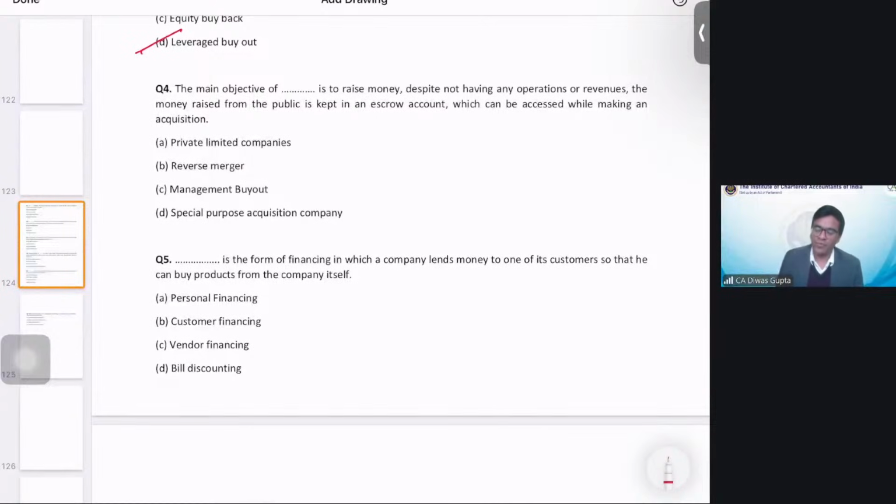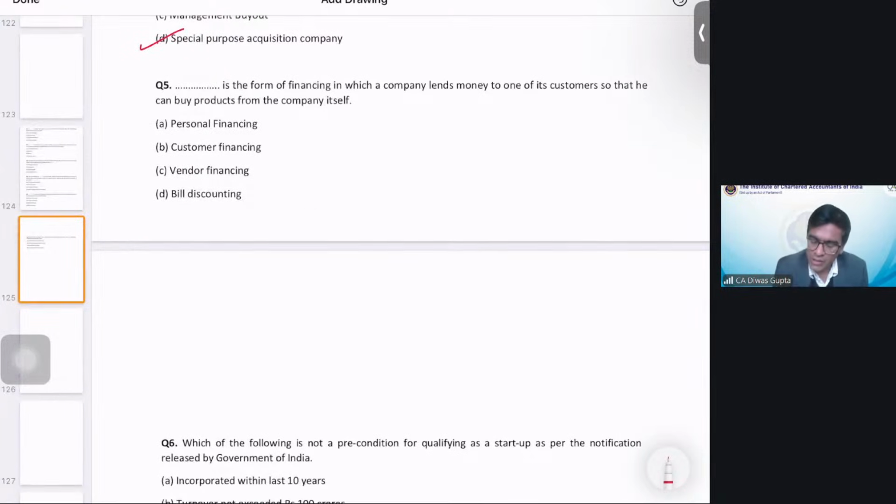The main objective of Dash is to raise money despite not having any operations or revenues. The money raised from the public is kept in an escrow account, which can be accessed while making an acquisition. Just now we discussed it, students. What is this company called? Yes, very good. Special Purpose Acquisition Company. Saminathan, you're right. Lavanya, you're also right. Geeta, you're also right. Perfect.